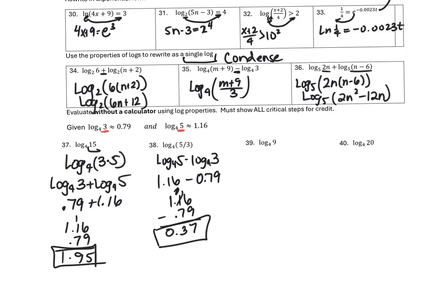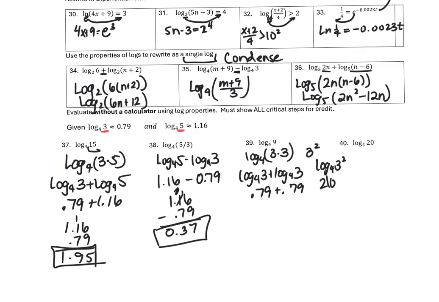Now, how am I going to use 3 or 5 to get 9? I'm going to use 3 times 3, or I can use 3 squared. Log base 4 of 3 times 3. So that's log 4 of 3 plus the log 4 of 3. 0.79 plus 0.79. Now, if I use this one, it'd be the log 4 of 3 squared, which is 2 log 4 of 3, which is 2 times 0.79, and you can see how we're going to end up with the same answer. 0.79 plus 0.79, 1.58.